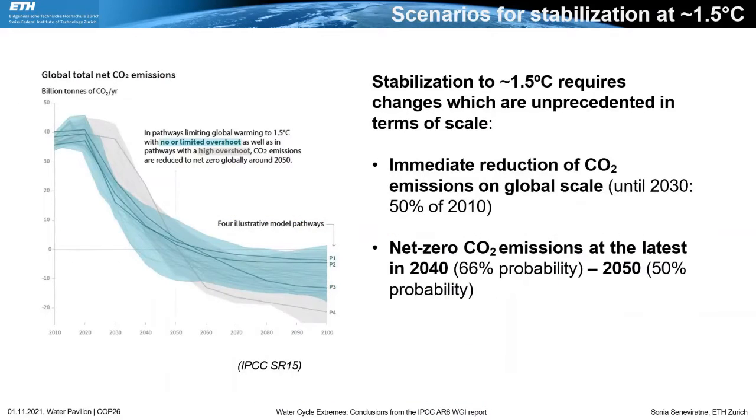I just wanted to say a few words about what would be needed if we want to limit global warming to 1.5 degrees. We have seen that compared to 2 degrees, this will make a very large difference. And these are data from the 1.5 degree report. The scenarios that will be consistent with 1.5 degree stabilization are shown in blue. This requires an immediate reduction of CO2 emissions on a global scale by at least 50% until 2030. And to reach net zero CO2 emission at the latest in 2040 for 60% probability of limiting global warming to 1.5 degree, or 2050 for 50% probability.